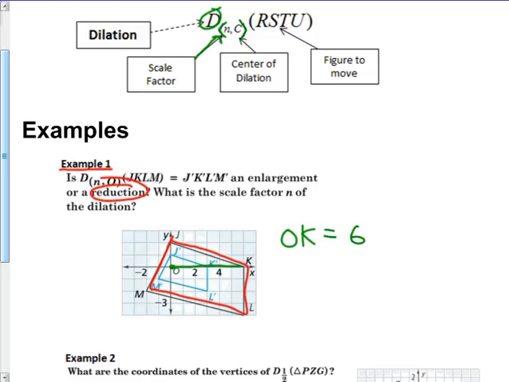Now to reduce it to O prime, it's down to 1, 2, 3. So that is half the size. So that means, what would you multiply it by? You'd multiply by 1/2 to get from there to there. So our scale factor, n, would be 1/2. And if it is a reduction, it would be less than 1 but greater than 0.